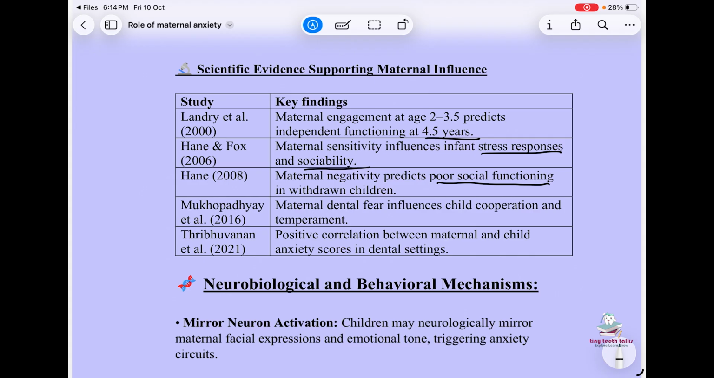Mukhopadhyay et al. in 2016 concluded that maternal dental fear influences child cooperation and temperament. So, Mukhopadhyay et al. showed that children whose mothers had negative past dental experiences were significantly more likely to exhibit uncooperative behavior during dental visits. And Tribhuvanan et al. in 2021 concluded a positive correlation between maternal and child anxiety scores in dental settings.